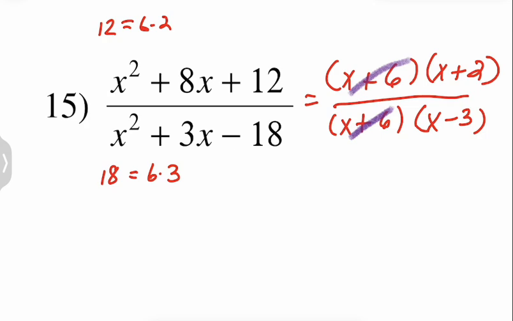So that x plus 6 on top and the x plus 6 on the bottom, perfect match. Our final answer is x plus 2 over x minus 3. At that final stage, feel free to put the parentheses or not, but just don't try to cancel out the x's.